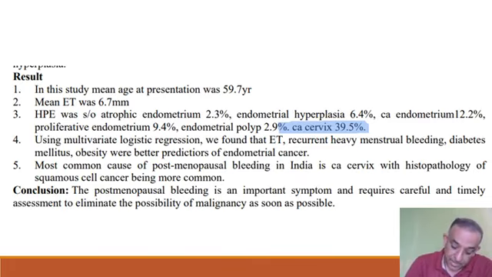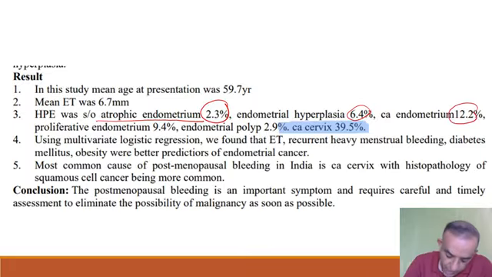Histopathology in cases of postmenopausal bleeding. Histopathology examination was suggestive of atrophic endometrium, that is endometrial atrophy or the senile endometritis which you keep saying, in 2.3%. Then endometrial hyperplasia is 6.4%. CA endometrium is 12.2%. Proliferative endometrium 9.4%. Endometrial polyps 2.9% only. And CA cervix, guys, CA cervix is 39.5%. Indian data, guys.